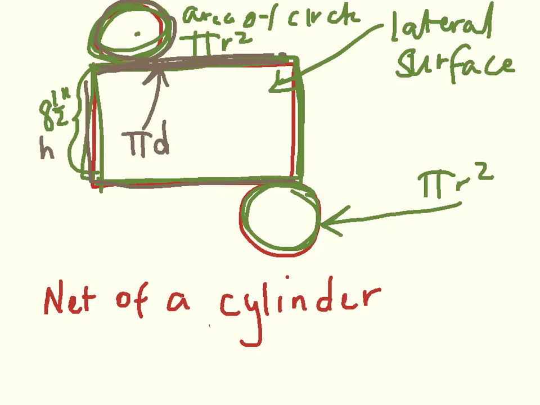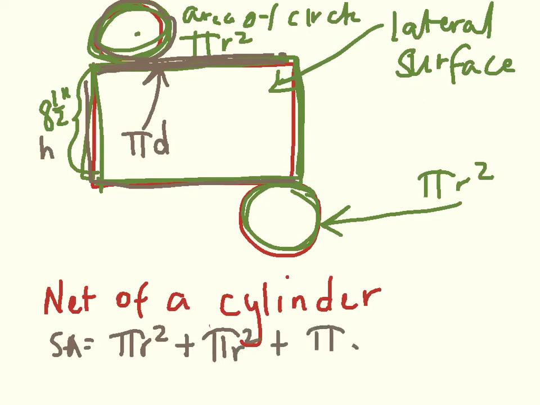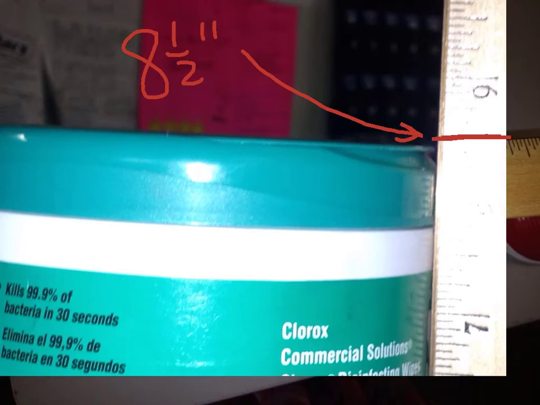So I can find the surface area of a cylinder, not a circle, I'm sorry, if I add up all my parts: pi r squared for the top circle, pi r squared for the bottom circle, and then pi times diameter times the height for that lateral rectangle that goes around the circle. So I'm going to use that formula. I'm actually going to find the surface area of my container.